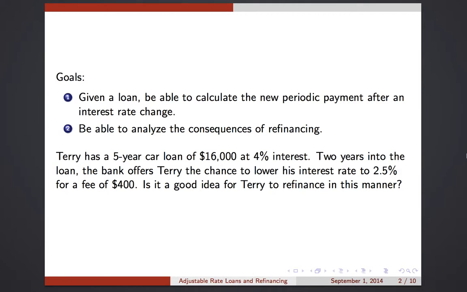So here's a typical refinancing question that you might have to answer, and we will answer at the end. This person has a 5-year auto loan, 16 grand, 4% APR. 2 years into the loan, the bank comes up to Terry and says, we'll lower your interest rate to 2.5%. It'll just cost you a closing fee of $400. And the question is, should Terry do this or not?